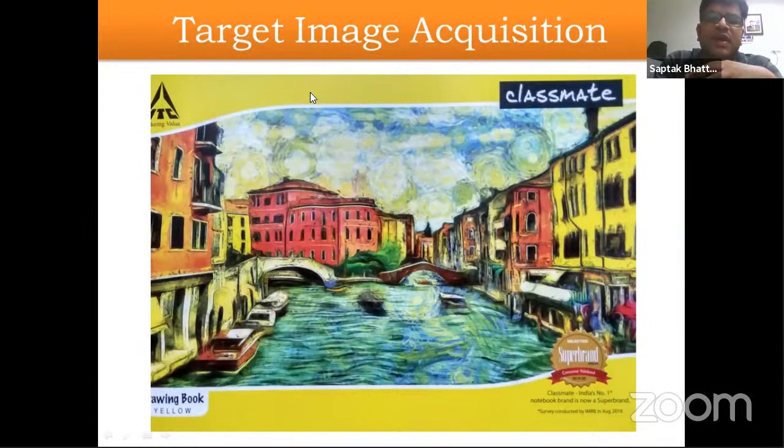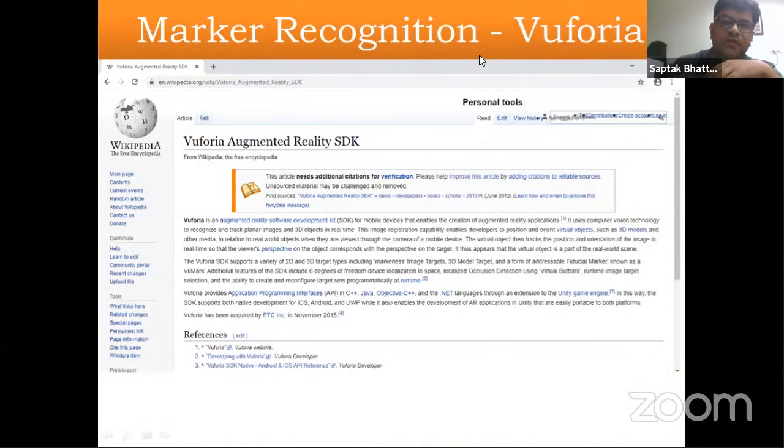Now, how does the computer understand this particular image? This is basically done with image processing and computer vision algorithms. We can write our own image processing and computer vision algorithms in Unity 3D to detect a particular marker, or there are customized software which have very powerful computer vision algorithms, which we can use for free. One such software is known as Vuforia. Vuforia is a marker recognition software. The Vuforia augmented reality SDK comes in the form of an SDK, or software development kit.